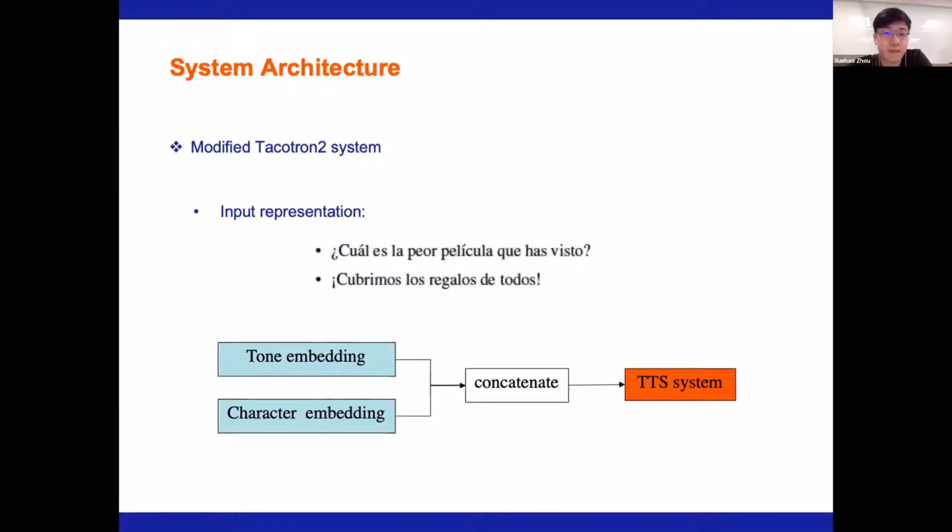Specifically, we concatenate the character embedding with the tone embedding to form the input representation of our TTS system. This character embedding is obtained from one lookup table, and this tone embedding is obtained from another different lookup table. Then I will talk about our TTS system.